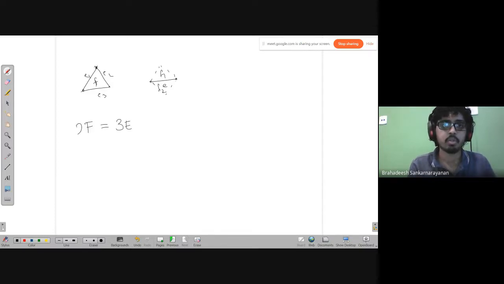So 2F is equal to 3E, or F is equal to 3E by 2. That's I think the correct way to say what I said. Do you get what I'm saying? As I've counted over each face, I've actually counted 3 times the number of edges. Am I making sense?